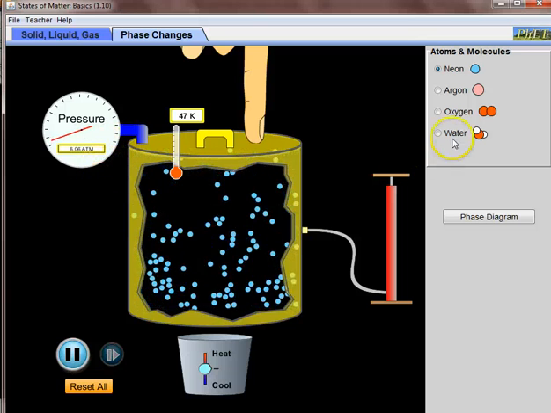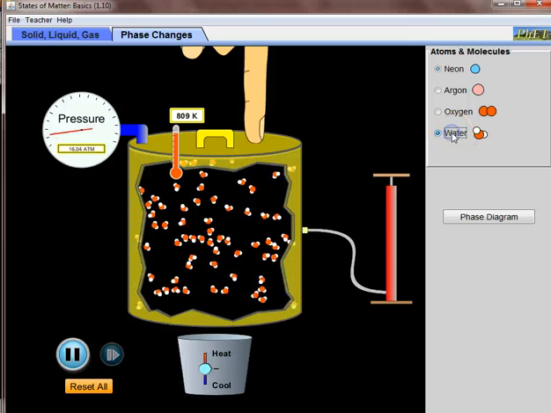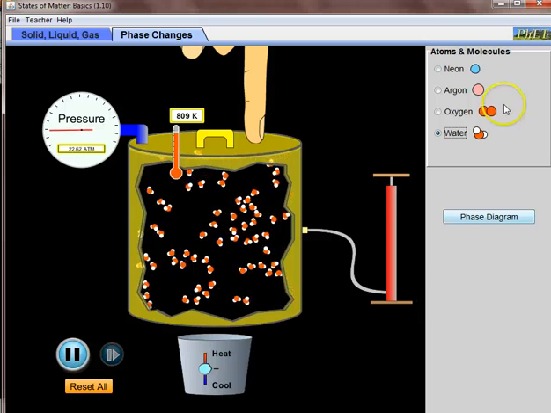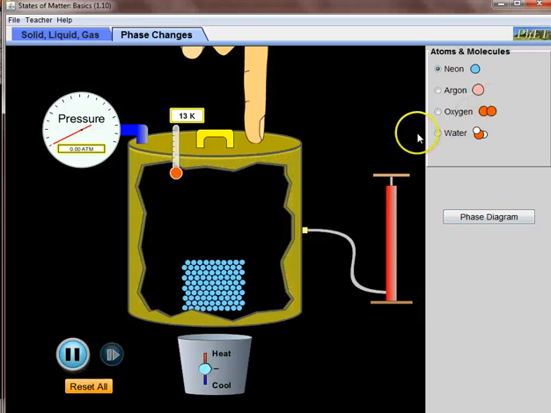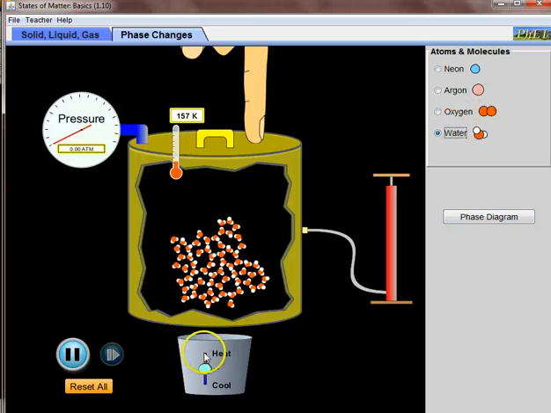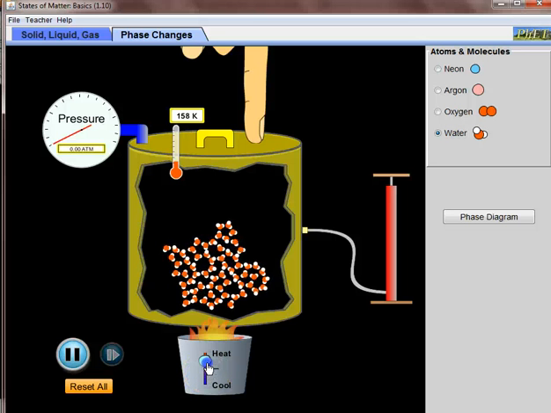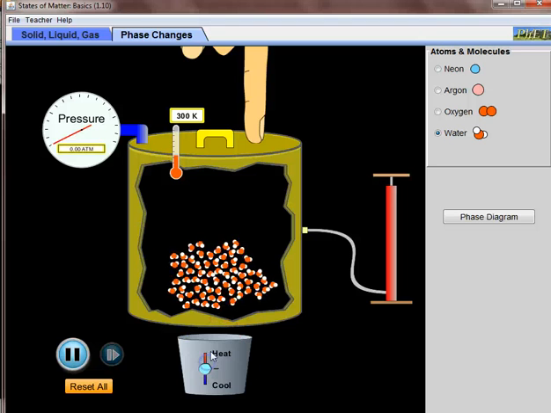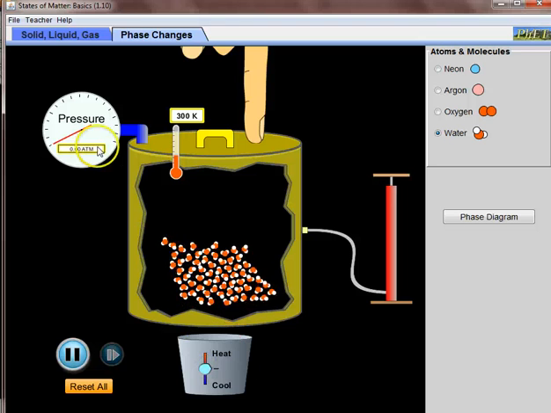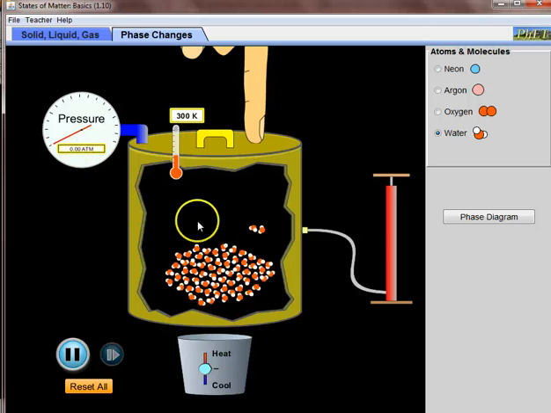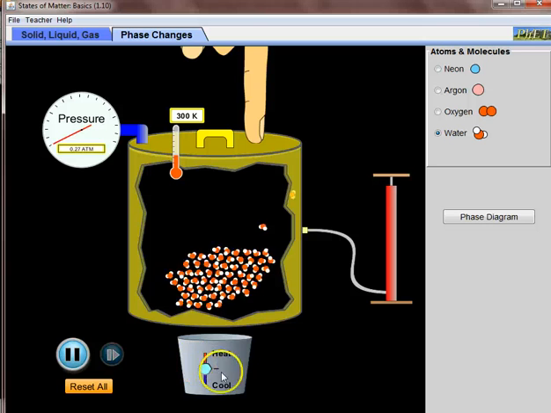Now we do the same experiment basically, and change it into water. First you need to do reset, and then change it into water. You can see that the particles are vibrating. You increase the temperature, heat it, and you can see that it is now turned into liquid. Pressure is still not increased. Still zero pressure, it has completely turned into liquid.